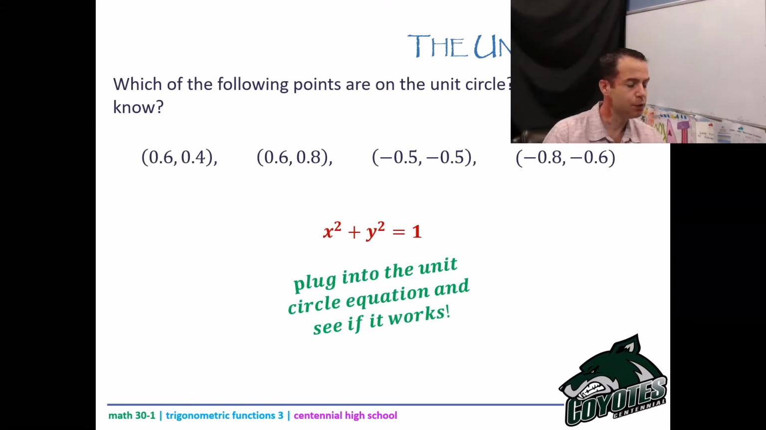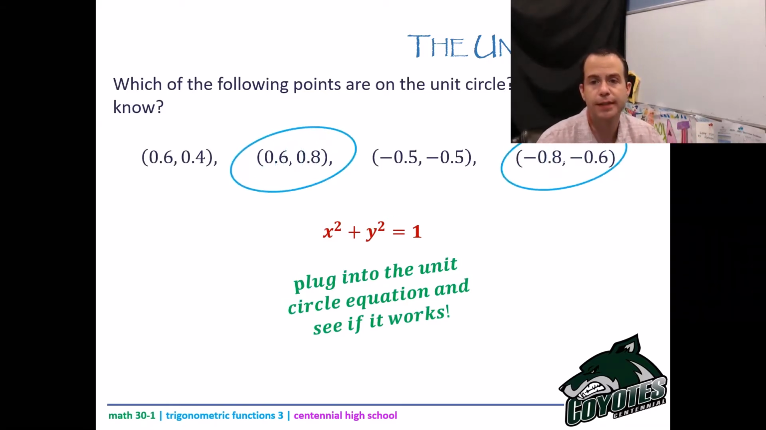You should have gotten 2 that worked, the 0.6, 0.8, as well as the negative 0.8, negative 0.6. Both of those would have worked, okay? And again, the way we found that out is we plugged them into the equation, and it actually gave me a true statement. If you're doing it like a verification, you would have gotten 1 equals 1 at the end of your verification.